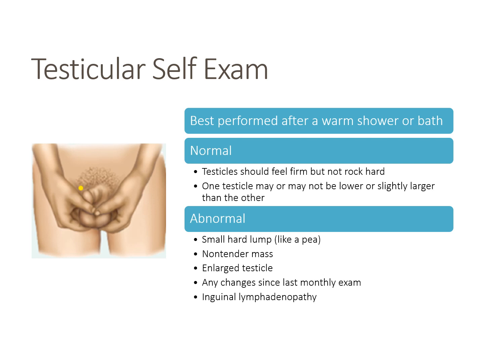Normal findings should find that the testicle should feel firm but not rock hard. It's not unusual for one testicle to be slightly larger or slightly lower than the other. Abnormal findings would include a small hard lump that may feel like a pea. It may not be tender. It may be accompanied by an enlarged testicle. It might be a change since the last monthly exam and may include swelling of the inguinal lymph nodes that may be not just swollen but also tender.